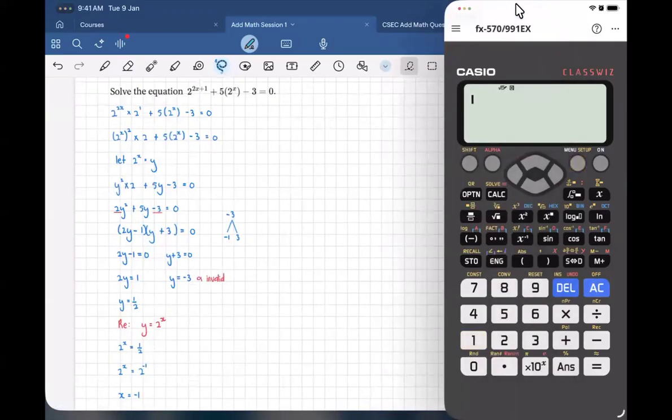So let's see if that'll work out. Starting off with 2 to the power 2, open bracket negative 1, because x is negative 1. I'm replacing x with negative 1. Plus 1 plus 5, open bracket 2 to the power negative 1, close bracket, minus 3. So when I press equal, what am I supposed to end up with, Shane? As soon as I press equal, what am I going to end up with?